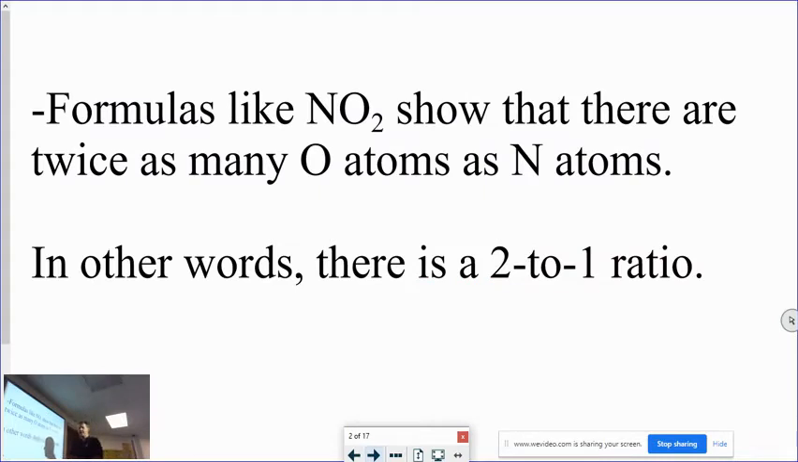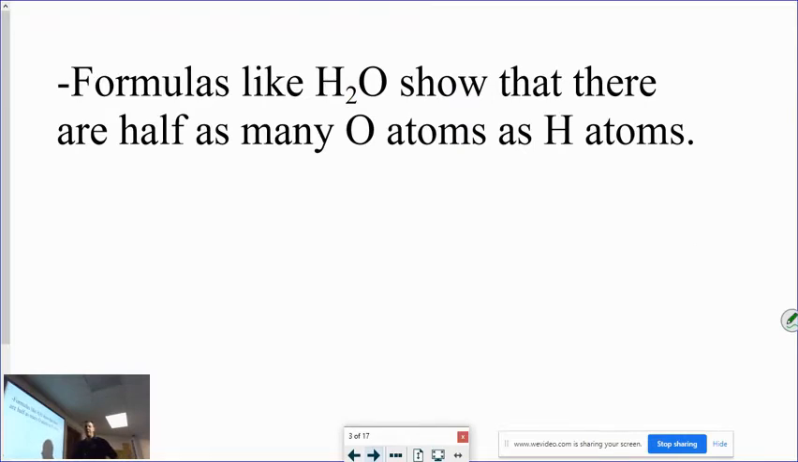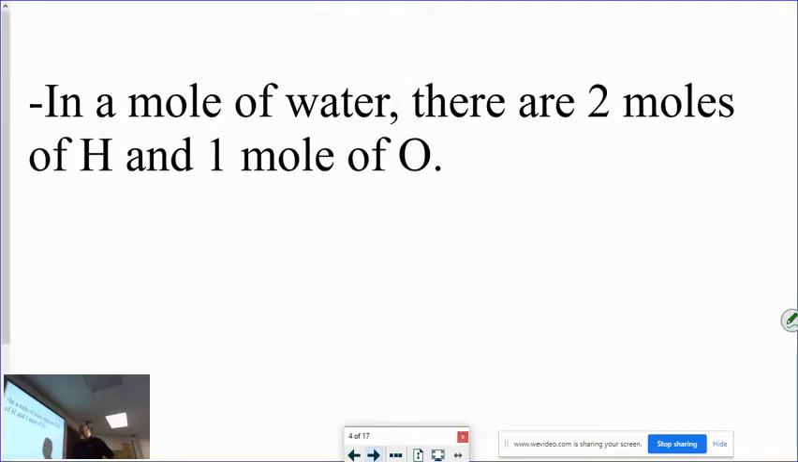So we're going to go over the front page, 50.0. It says formulas like NO2, nitrogen dioxide, show that there are twice as many oxygen atoms as there are nitrogen atoms. In other words, there's a 2-to-1 ratio: 2 oxygens for every 1 nitrogen. Formulas like H2O show that there are half as many oxygens as hydrogen atoms, or twice as many H's as there are O's. So there's twice as many hydrogens as there are oxygens.